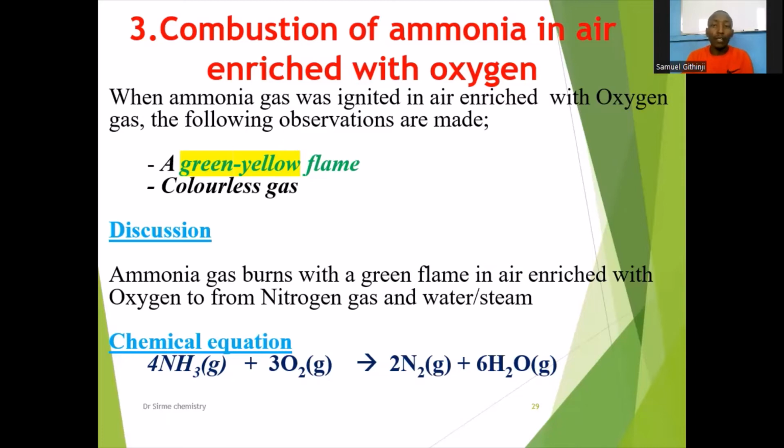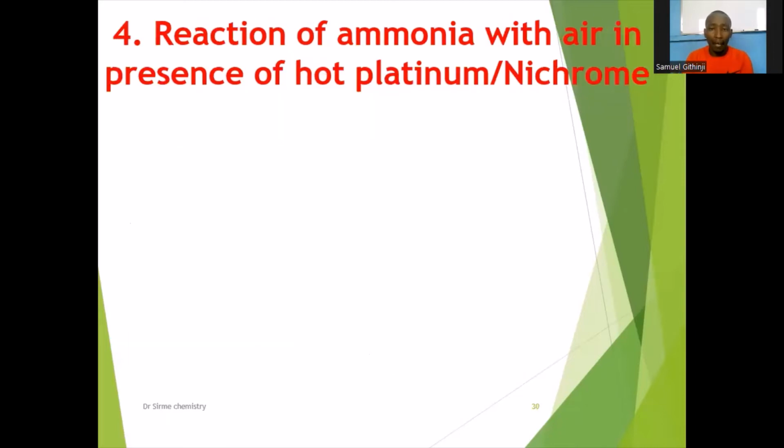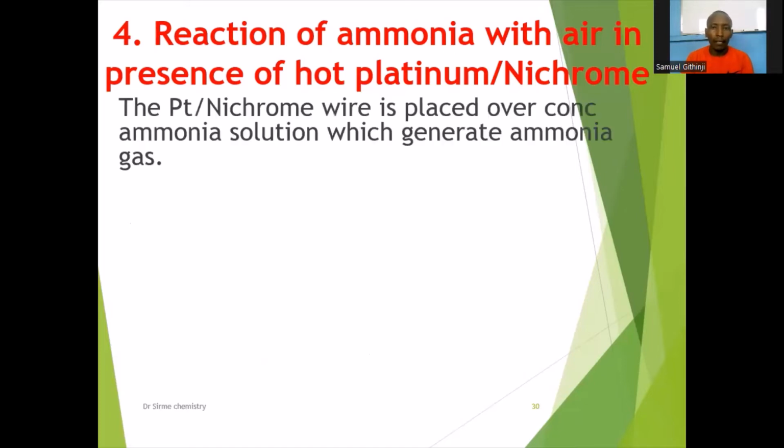If we are talking about ammonia burning in air in presence of a catalyst, in this case it will be platinum or a nichrome wire. My students can also check whether copper can be used as a catalyst in this one. When you place a platinum or nichrome wire in a concentrated ammonia solution, actually above it, not in it, you just place it above. What will be the observation?